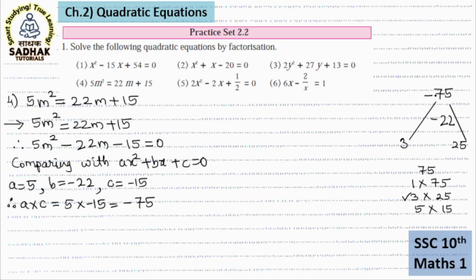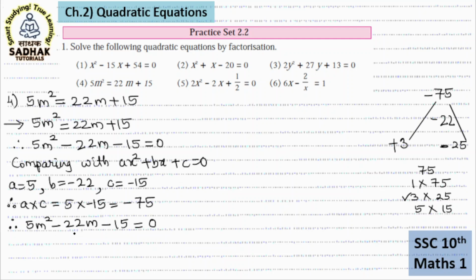Okay, now we want the product to be negative. That means out of these two, one number must be negative, and we can see that the addition is also negative. That means the greater number is negative and the smaller number is positive. So plus 3 and minus 25, these are the two factors that we will use. Okay, therefore let us write the equation. 5m square minus 22m minus 15, okay, is equal to 0.